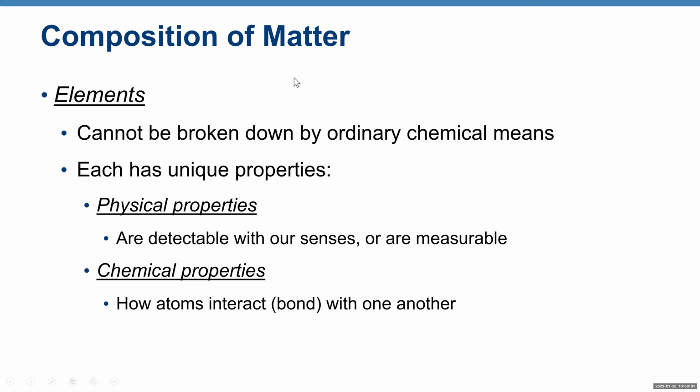So composition of matter. Matter is made of elements. Elements cannot be broken down by ordinary chemical means, and each element has unique properties. Physical properties are detectable with our senses and are measurable, and chemical properties are how atoms interact or form or break bonds with one another.